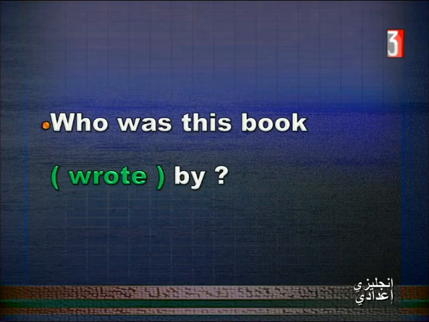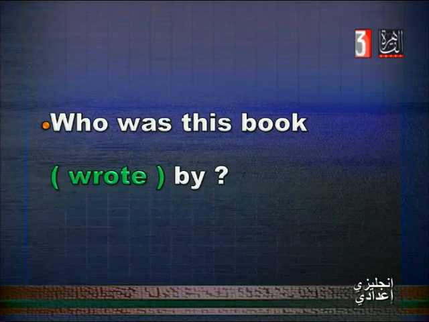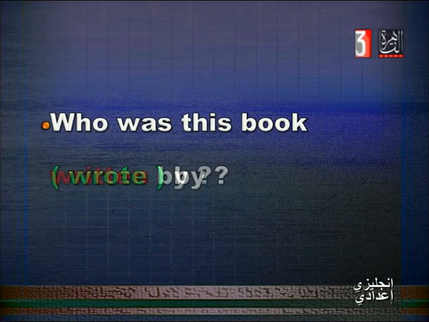Why? Because we have verb subject agreement. My car is singular, so I wanted to put the verb to be that matches the singular object. Yes. We have here, who was this book wrote by? Is it an active question or a passive question? It's a passive question. Who was this book written by?